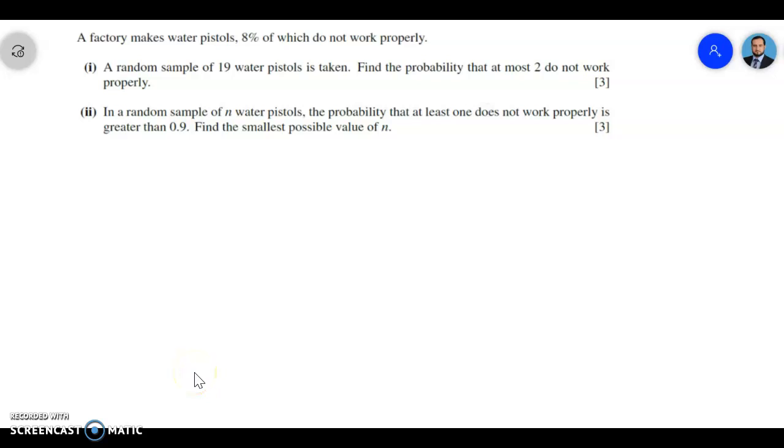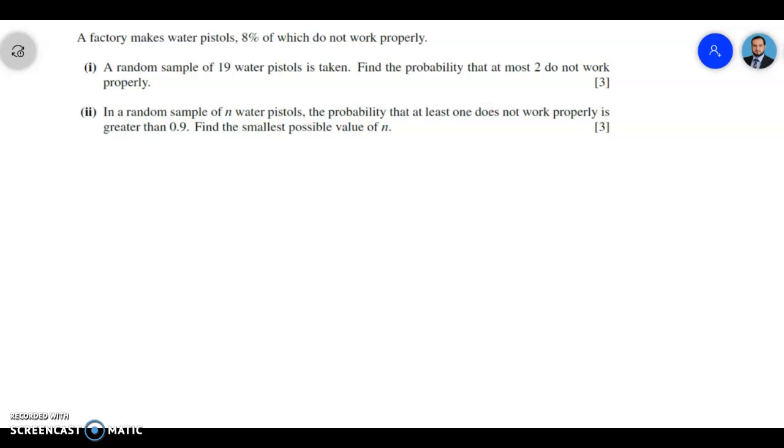In this video, we're going to look into a problem from binomial distribution, and this is an example of finding the smallest value of n. Let's have a look into this. A factory makes water pistols, 8% of which do not work properly. A random sample of 19 water pistols is taken. Find the probability that at most 2 do not work properly.